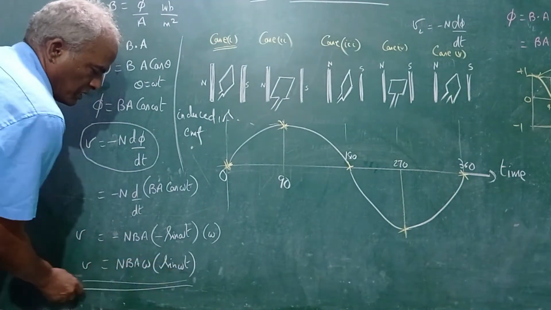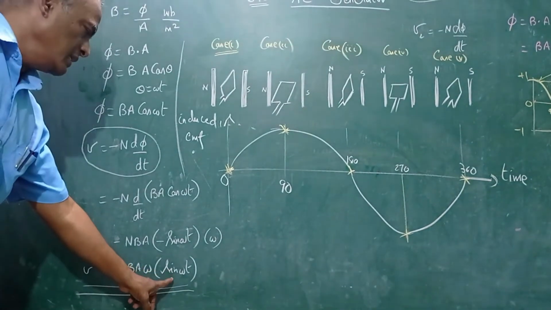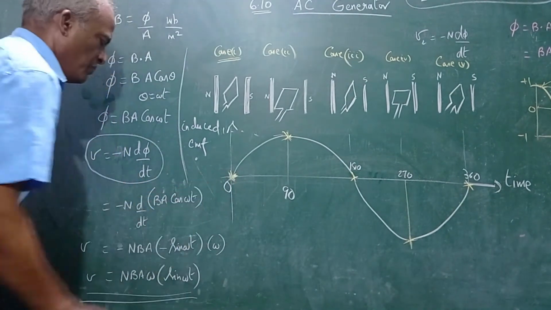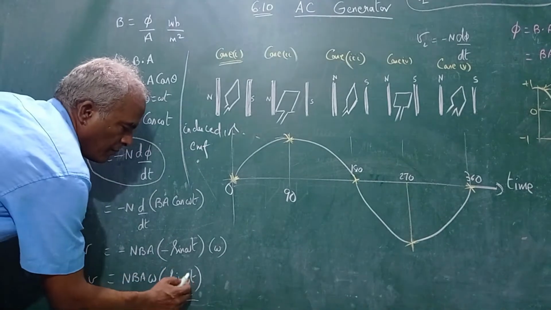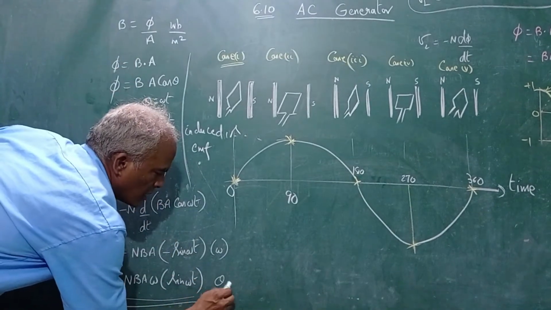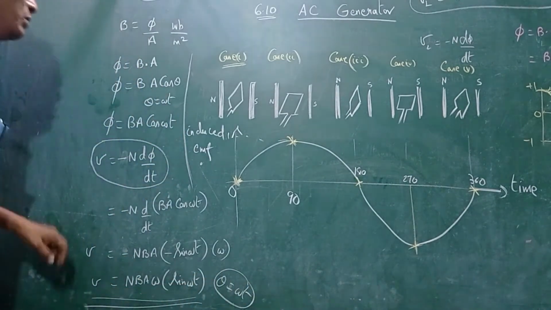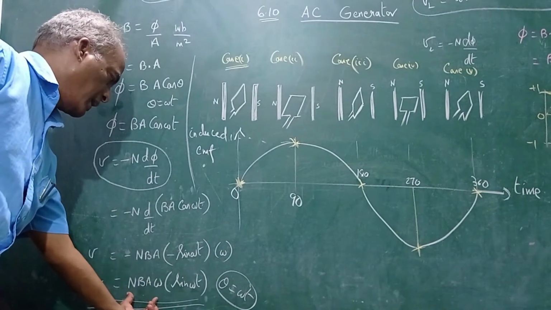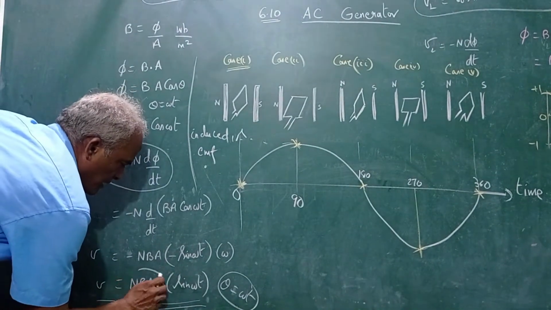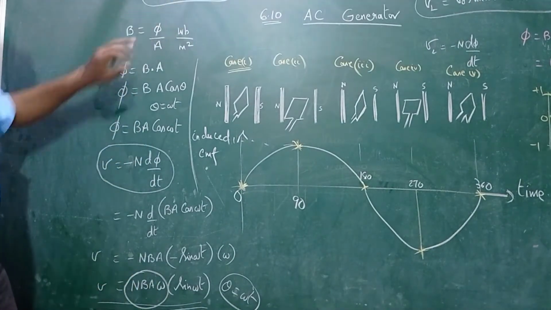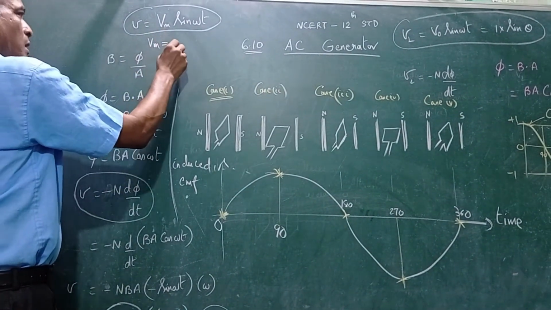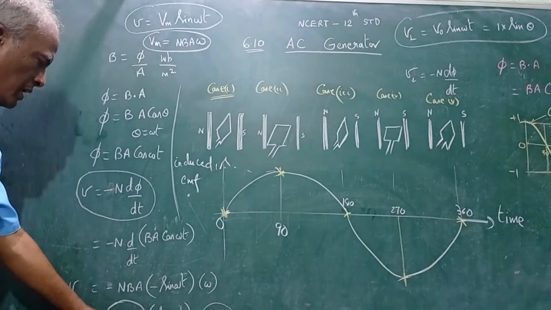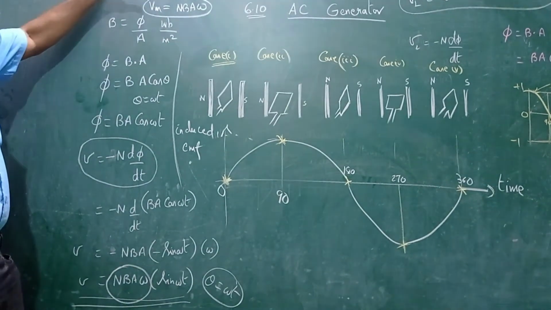So now this is the equation. When sin is equal to 0, the overall term value is 0. Now omega t can be treated as theta. That is, when theta is equal to 90, sin 90 is 1, giving 1 multiplied by NBA omega. So I want to simplify this into Vm. That is, Vm is equal to NBA omega. Vm is the maximum voltage.